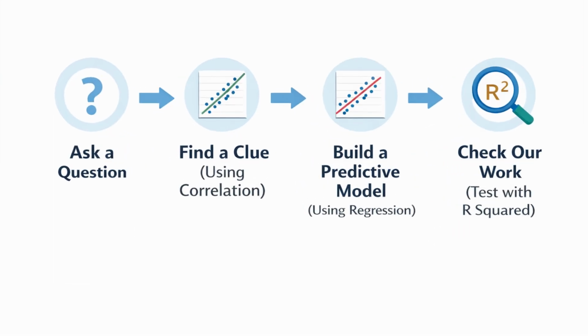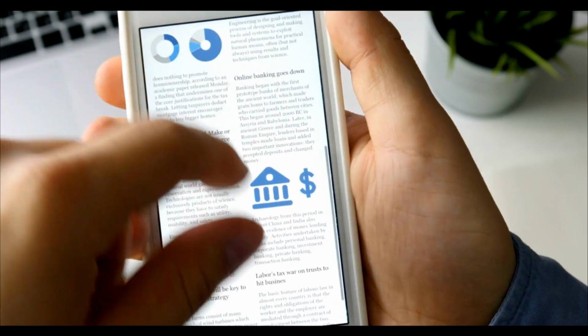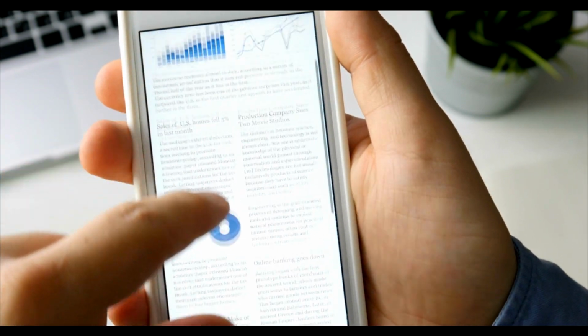So let us just take a step back and look at the journey we have been on. We started with a simple question. We found a clue using correlation. Then we built a predictive model with regression. And finally, we checked our work and tested the strength of our evidence with R squared. So you now have the fundamental toolkit that analysts use every single day. You can start to look past the headlines and actually measure the relationships that drive the markets.